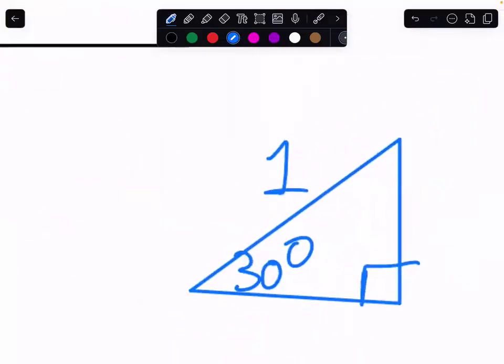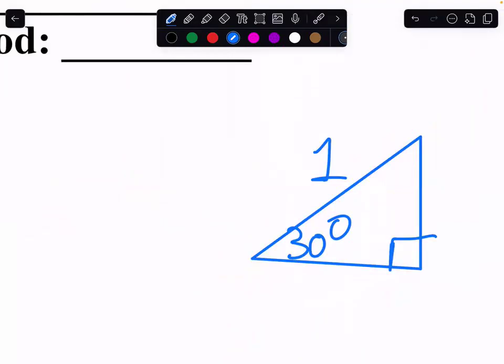Using what we just learned on the other worksheet, the 30, 60, 90, the shortest side is opposite the 30 degrees. We call that x. The hypotenuse opposite the right angle is 2x. And the other one is x radical 3.